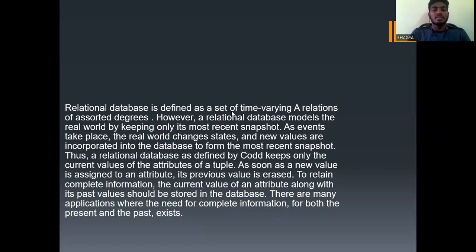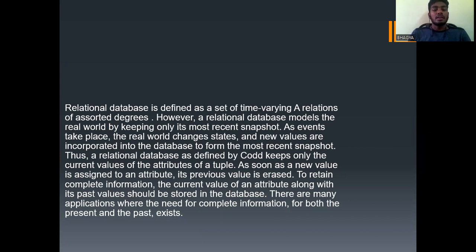A relational database is defined as a set of time-varying relations of assorted degrees. However, a relational database models the real world by keeping only its most recent snapshot. As events take place, the real world changes state and new values are incorporated into the database to form the most recent snapshot. Thus, a relational database as defined by Codd keeps only the current values of the attributes of the tuple. As soon as a new value is assigned to an attribute, its previous value is erased.